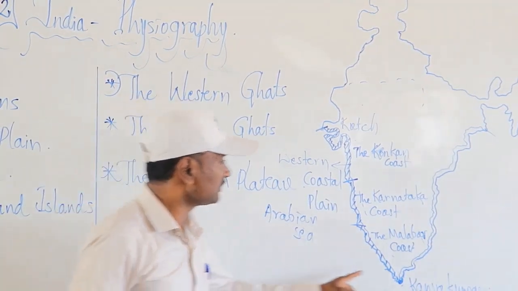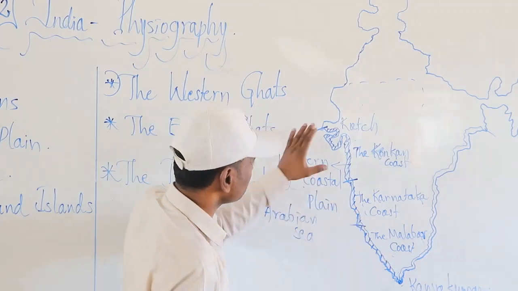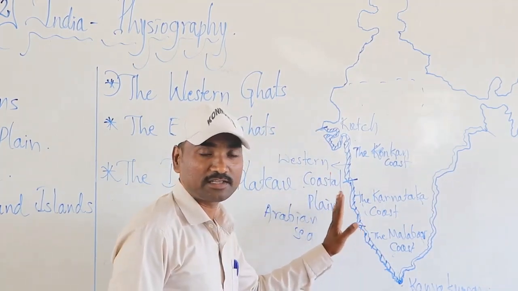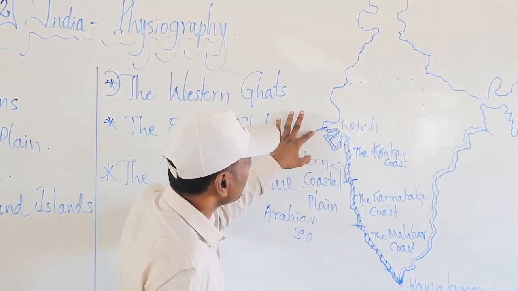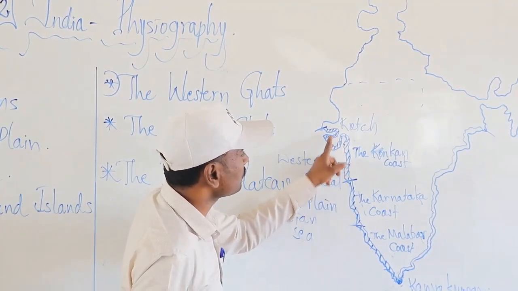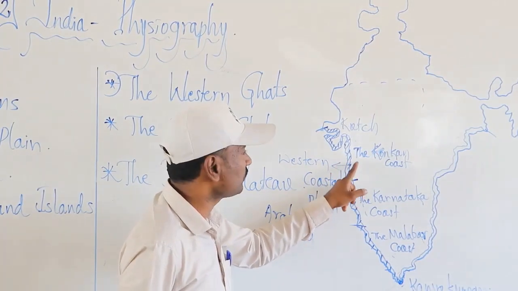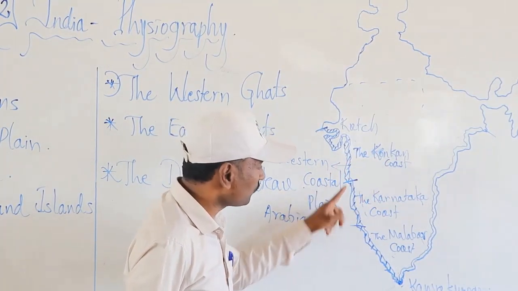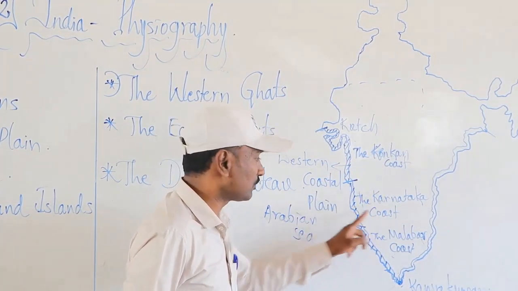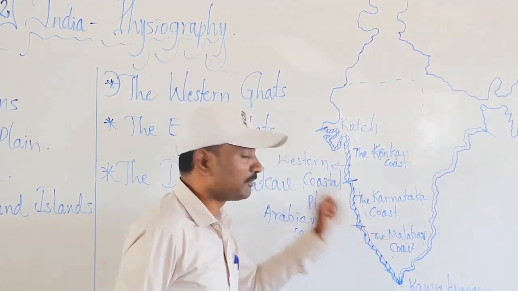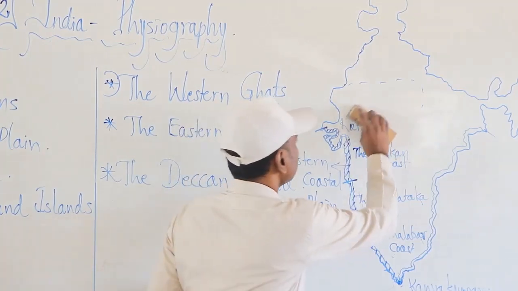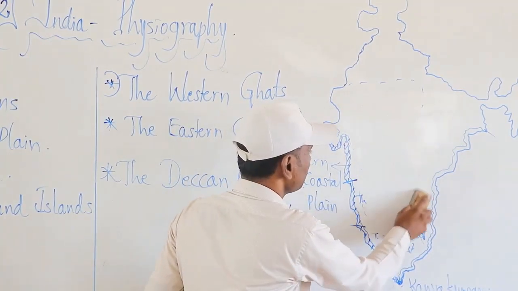Now, the eastern coastal plain. Once again, this western coastal area is divided into three. One from Kutch to Goa, this coastal area is known as the Konkan coast. From Goa to Mangalore, the Karnataka coast. From Mangalore to Kanyakumari, this is the Malabar coast. This is what we studied about the western coastal area.